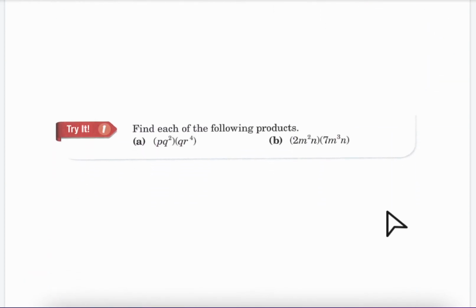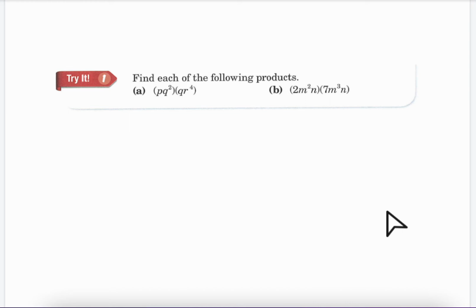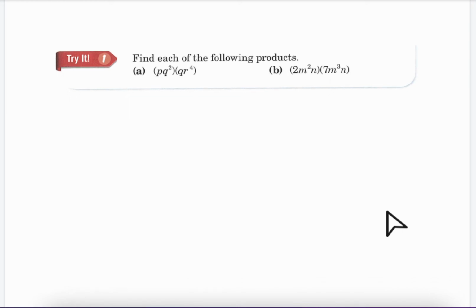All right, let's have you work on this problem then. Go ahead and pause your video and try this on your own. You can expand it out, or if you feel like trying out the shortcut, do that. All right, so let's try A. Let's try the shortcut and then we'll expand it out to try and see if it matches, okay?